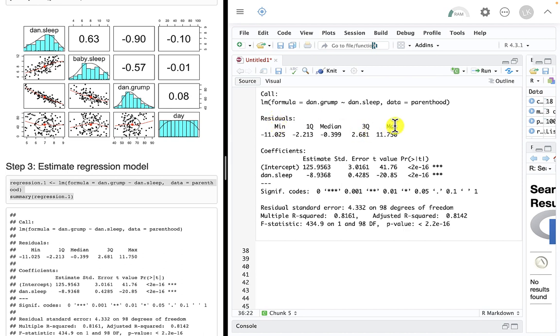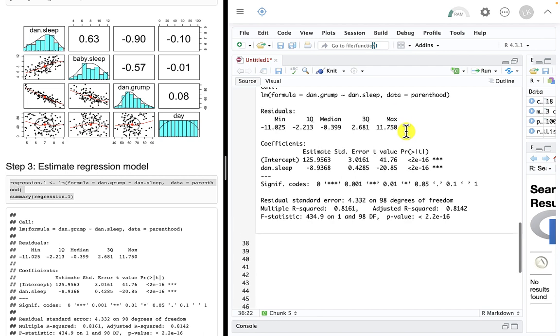I want the minimum to be close to the same number as the maximum, except one's negative, one's positive. Here, 11.025. There, 11.75. They're pretty close to one another, just on opposite sides of the zero line. Two, I want the same thing for the first and the third quartile. Here, negative 2.2 and positive 2.6. They're both about the same distance from zero. About. They aren't going to be perfect, right? But close. So that's reasonable to me. And the median should be very close to zero. That's what I'm looking for here where it's talking about the residuals. Unless there's something really, really goofy going on, your model will pass this test.